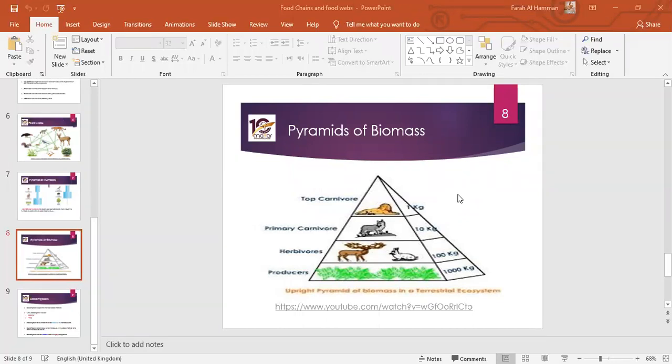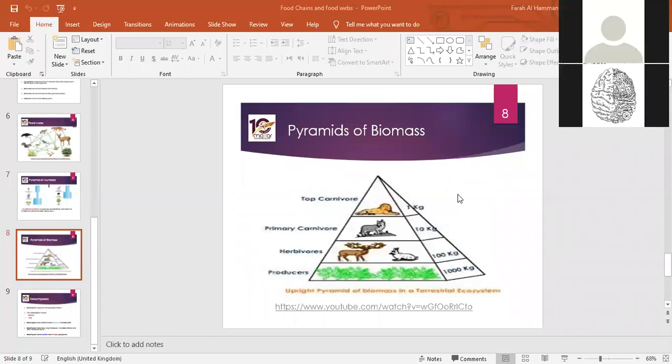Okay, yes, we can, because they are parts of food chains. But remember, when we construct a food chain, we usually are concerned with the organisms that we can see. Bacteria and fungi are decomposers, but they are microorganisms, which means we can't see them, not without using a microscope. This is why we don't include them. Okay?